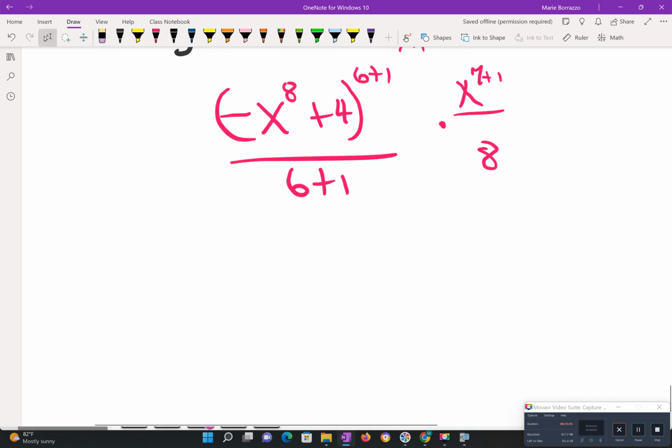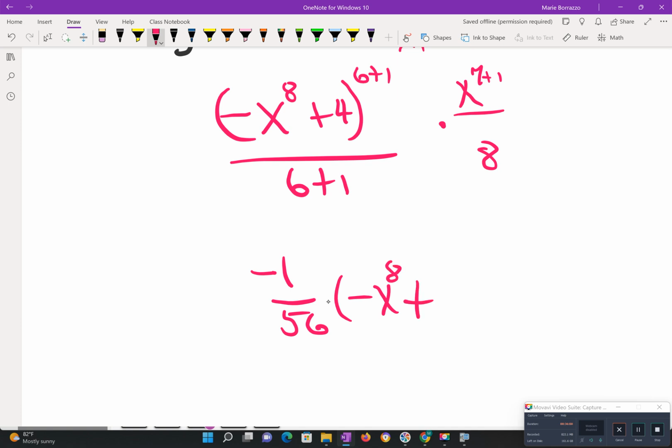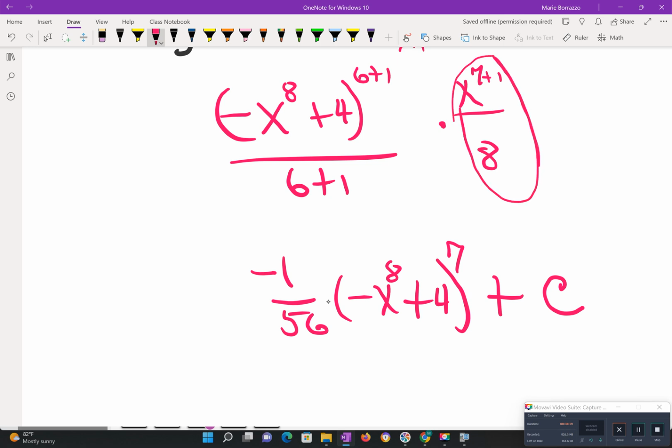And so this reduces to negative 1 over 56 times negative x to the 8th plus 4 to the 7th power plus c. And that's it. So the only role this actually plays here to a point is to give us this constant. Because remember, this is 7, so 7 times 8, 56.